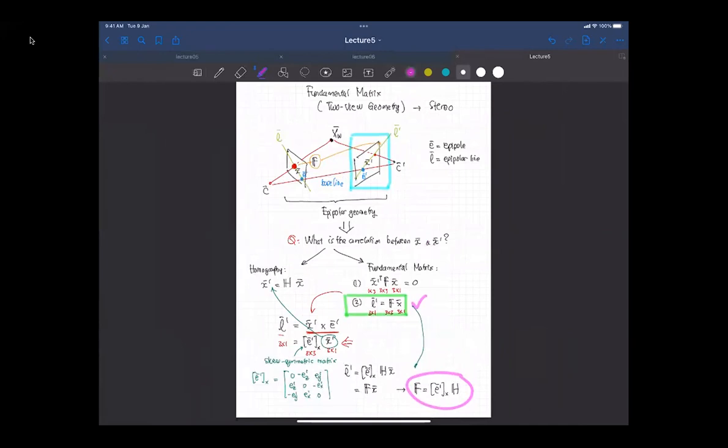Any questions so far? If you look on YouTube, there is a song called the fundamental matrix song. It mentions some properties, so if you want to remember the properties of the fundamental matrix, you can try to learn the song.